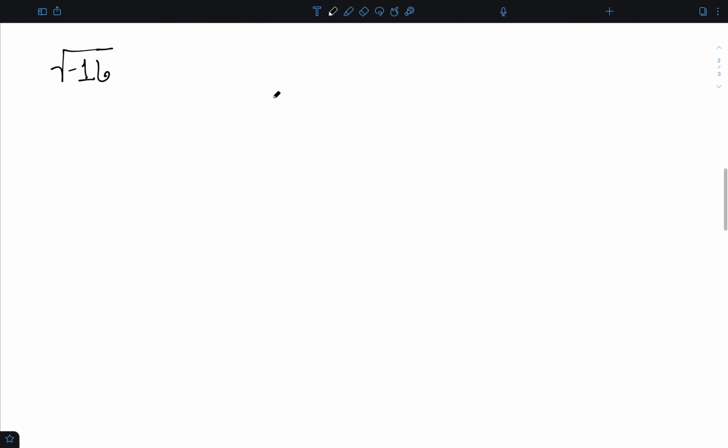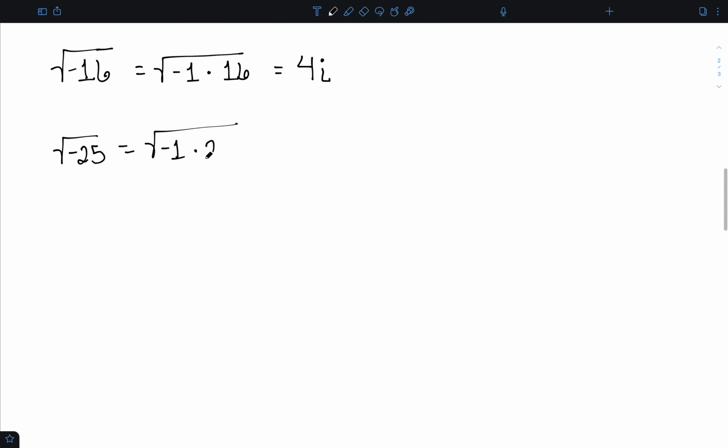When we have negatives under a square root, we can use this idea of complex numbers to simplify them. We can think of the square root of -16 as the square root of -1 times 16. I know the square root of 16 is 4, and the square root of -1 is i. So the square root of -16 would be 4i. If I consider the square root of -25, this would be -1 times 25. The square root of 25 is 5, and the square root of -1 is i.